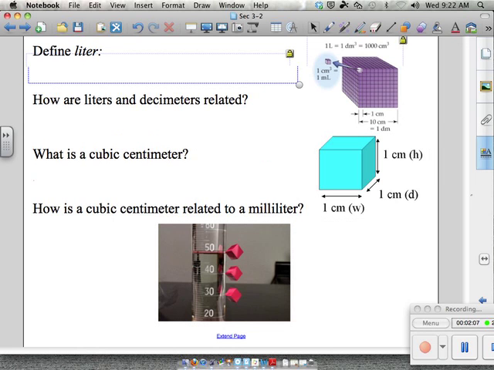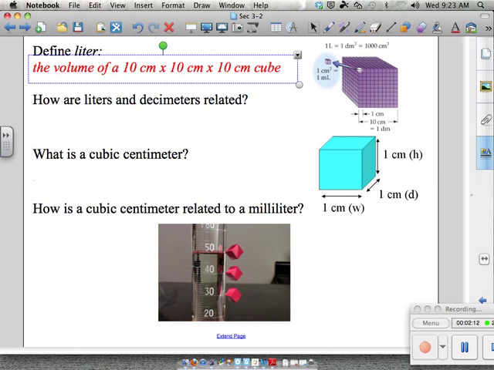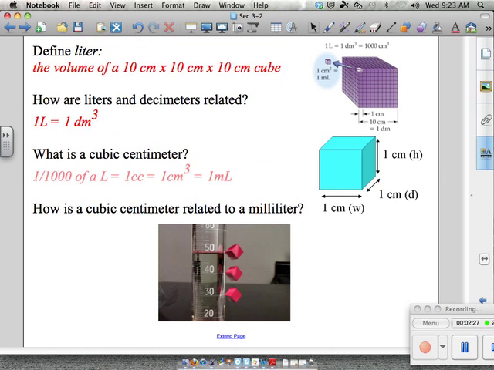A liter is defined by the volume of a 10 centimeter by 10 centimeter by 10 centimeter cube. If you would have a cube that size and fill it with water, that would equal 1 liter. So a liter is a cubic decimeter. A decimeter is 10 centimeters. A cubic centimeter is 1/1000th of a liter. It's also abbreviated 1 cc. So for those of you going into nursing, you will hear about cc's. That is equal to 1 milliliter. So 1 centimeter cubed equals 1 milliliter.